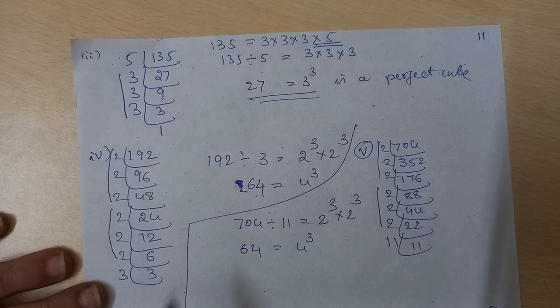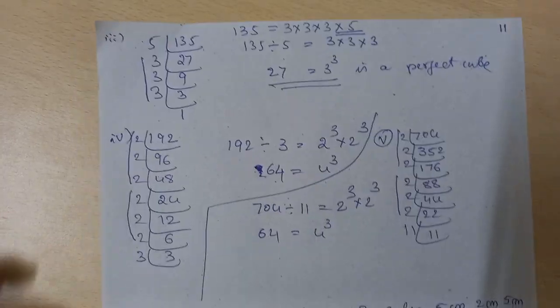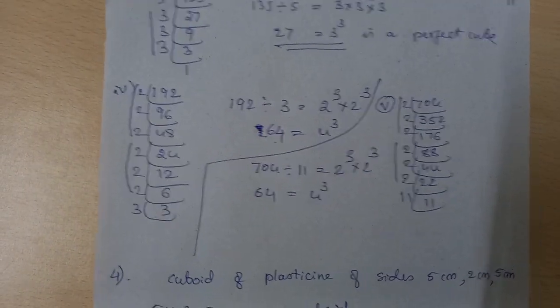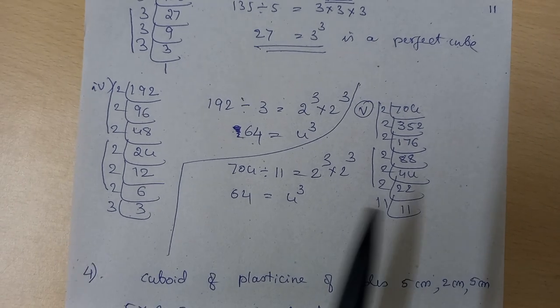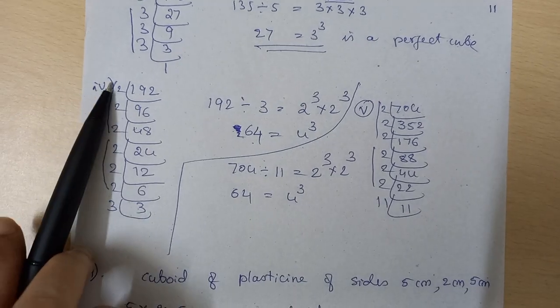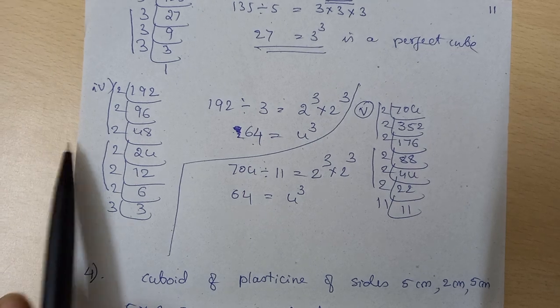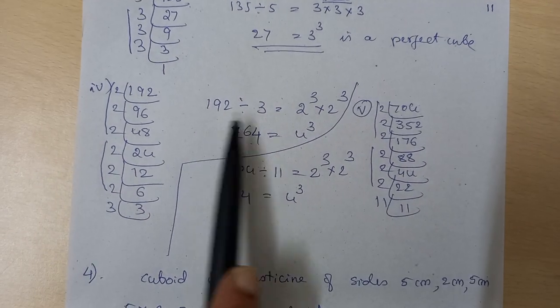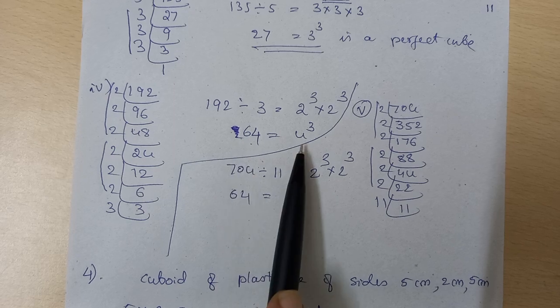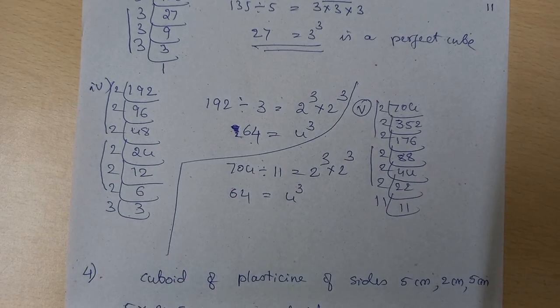Now the fourth one, 192. By continuous division, we could find the prime factors as 2, 2, 2, one triplet, 2, 2, 2, another triplet, and 3 is remaining. If you divide the given number by 3, you will get the perfect cube.